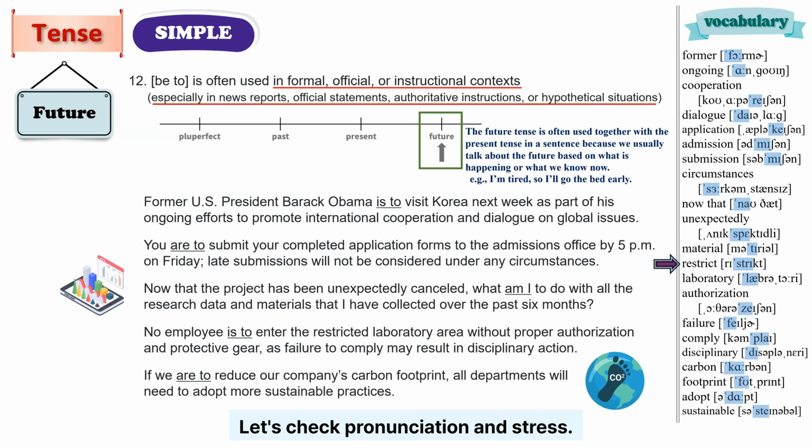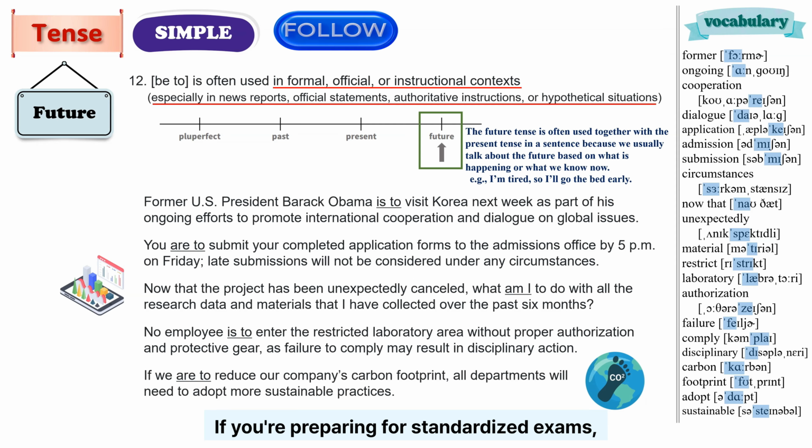Let's check pronunciation and stress. Don't try to memorize the words separately. Learn them through the sentences. If you're preparing for standardized exams, you absolutely need to get familiar with these structures.